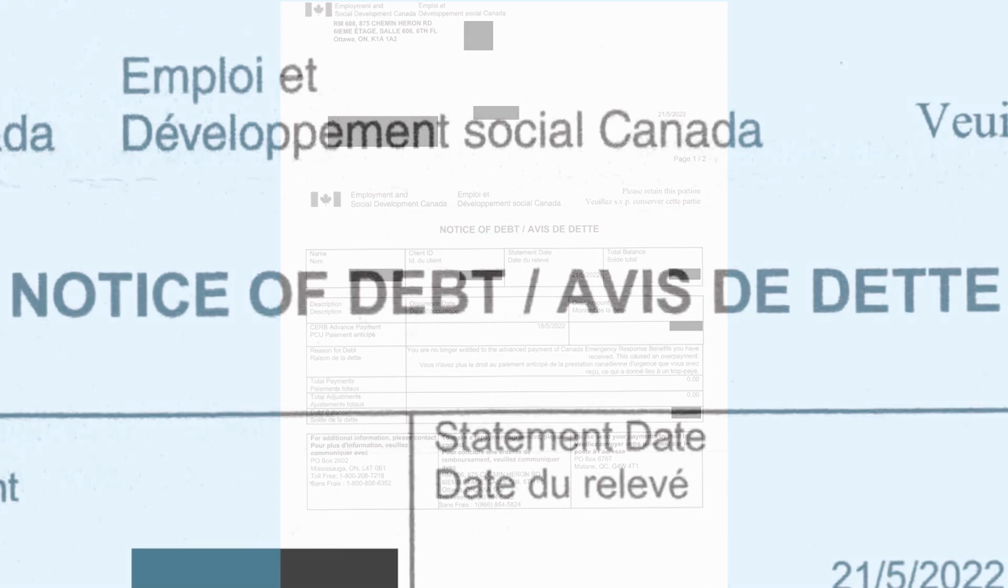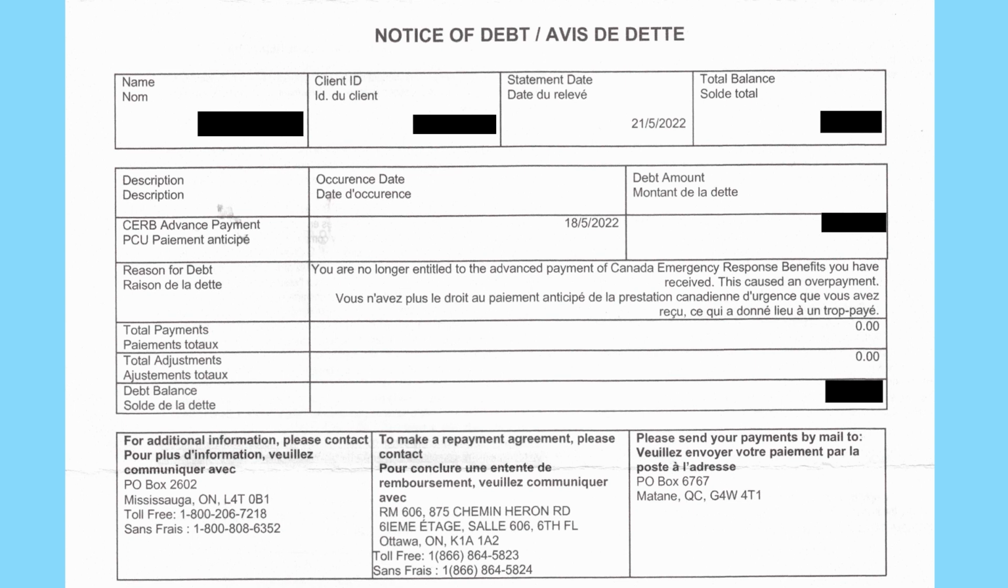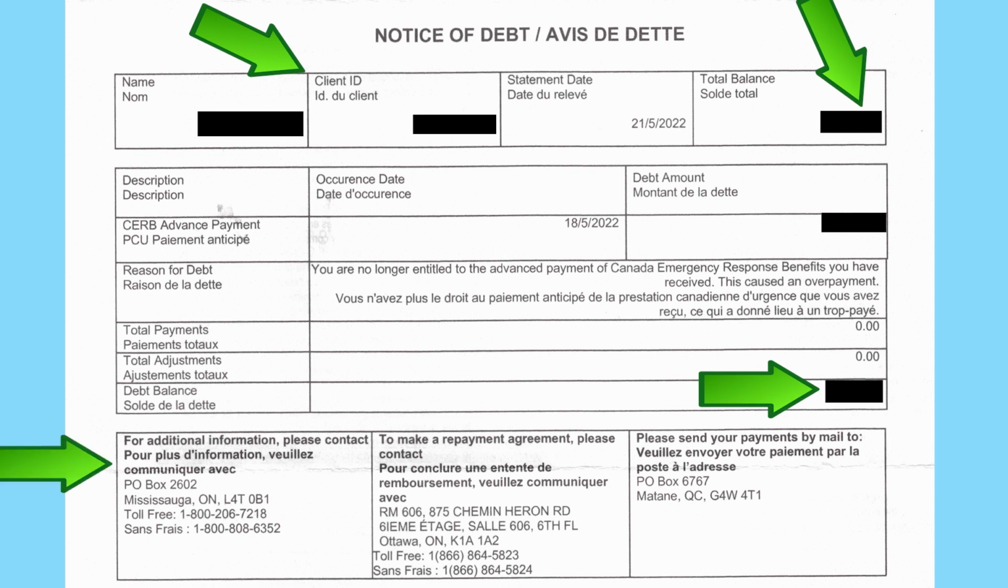The next thing that will happen is, after a week or a few weeks, you should receive a letter titled Notice of Debt. I have areas blacked out in this example so you don't see any of my personal information. Now, the important areas to keep in mind are your client ID, the amount that you owe, and the information below, which includes the phone numbers you need to call and a mailing address.